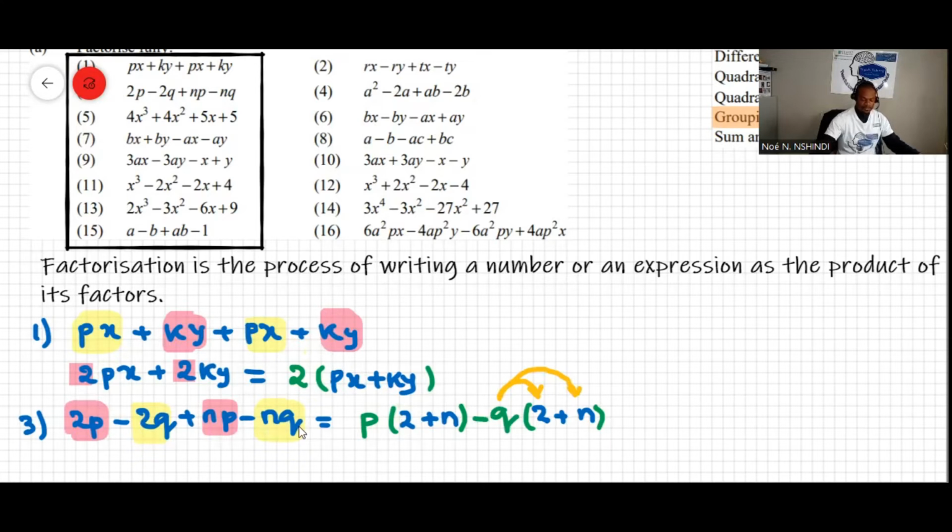Okay, and then we notice that we have 2 plus n and 2 plus n there. It's common, so we can factorize again. We say this would be p minus q and then 2 plus n. Now we have factorized this fully.